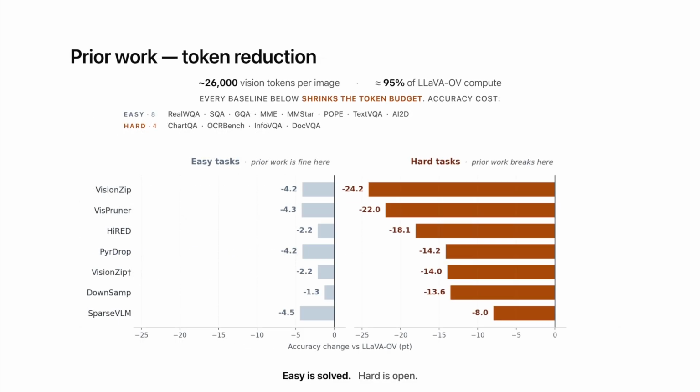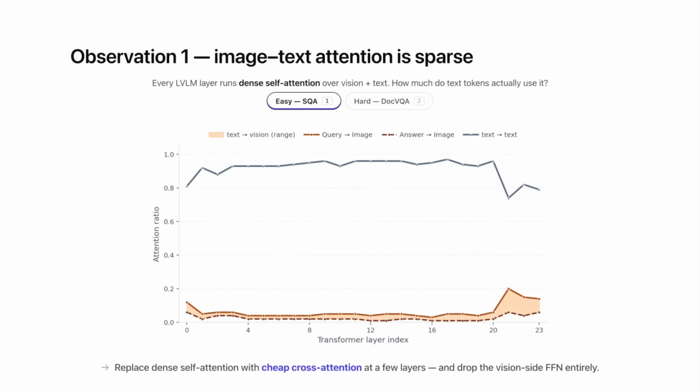Vision tokens dominate VLLM compute. To alleviate this, prior work primarily focused on reducing their numbers via pruning, merging, or sparsification. On easy tasks solved with coarse features, these methods perform pretty well. However, on hard tasks, which require fine-grained details, they result in significant accuracy loss. This motivates us to look beyond token reduction and explore different axes of efficiency.